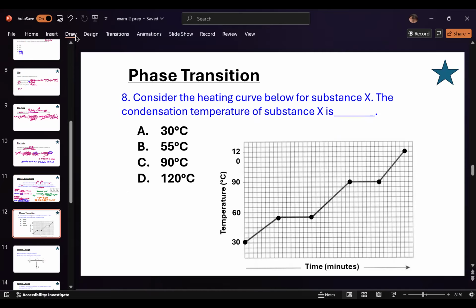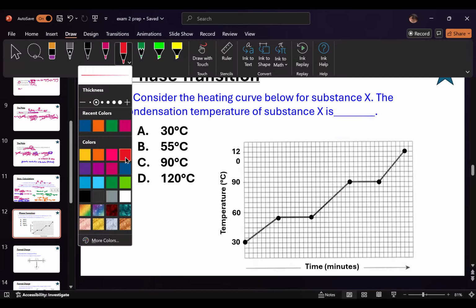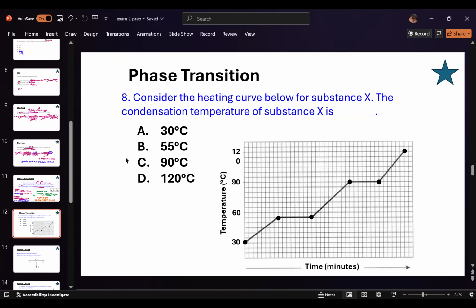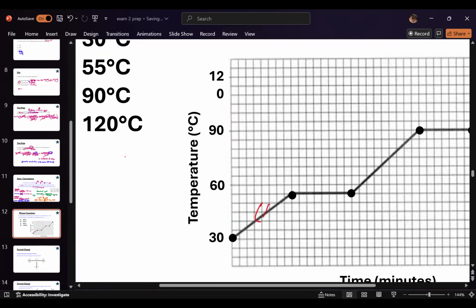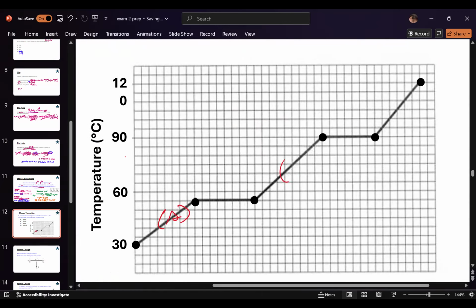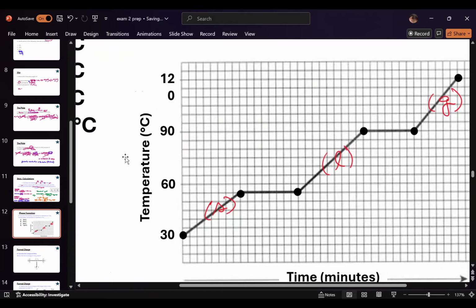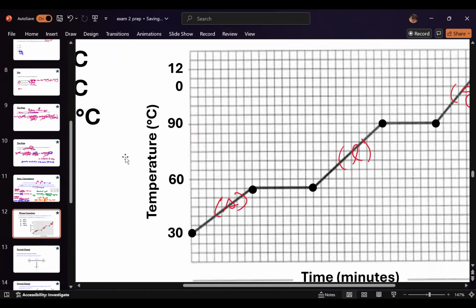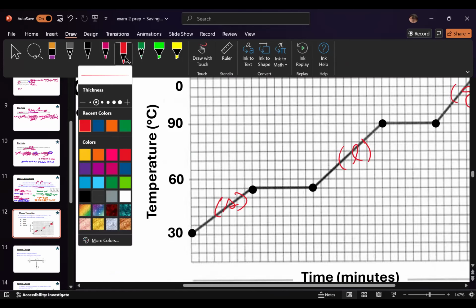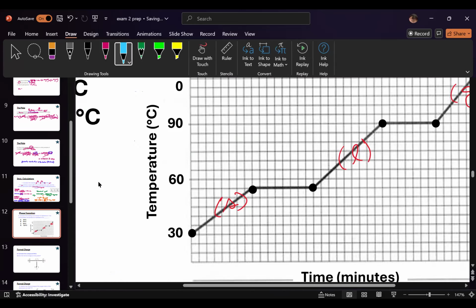One red, actually. So first, figure out the phases that you have. This is solid, this is liquid, and this is gas. When you are going from a solid to a liquid, what is usually happening? Think to yourself, what usually happens when you go from solid to liquid? Well, actually, you're melting.